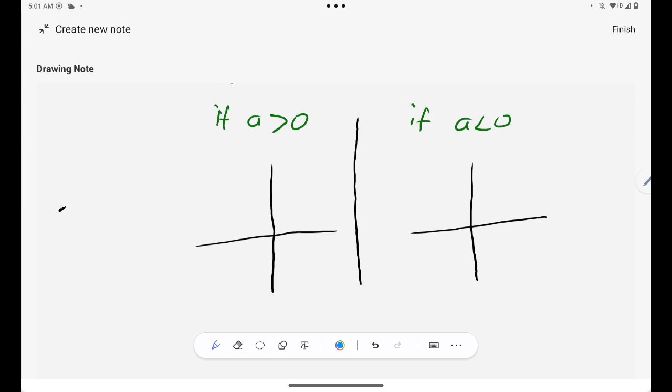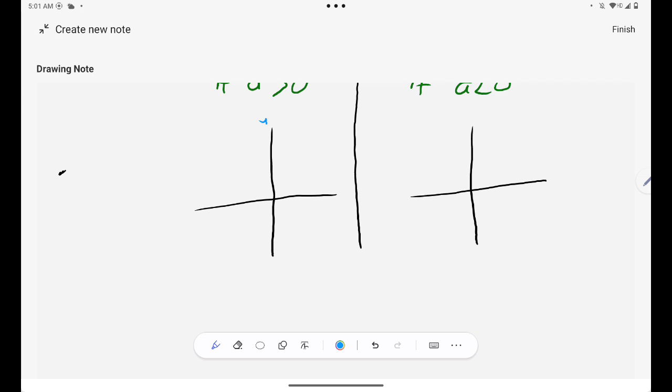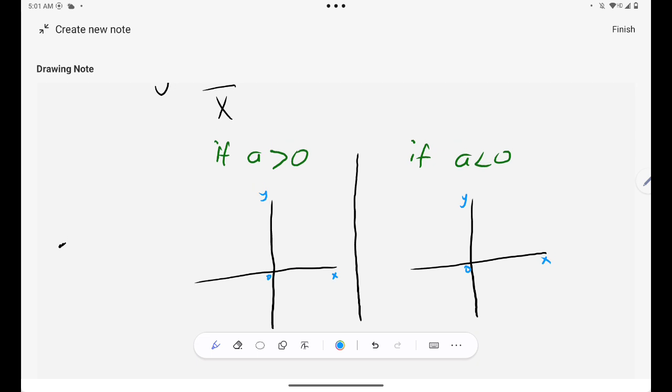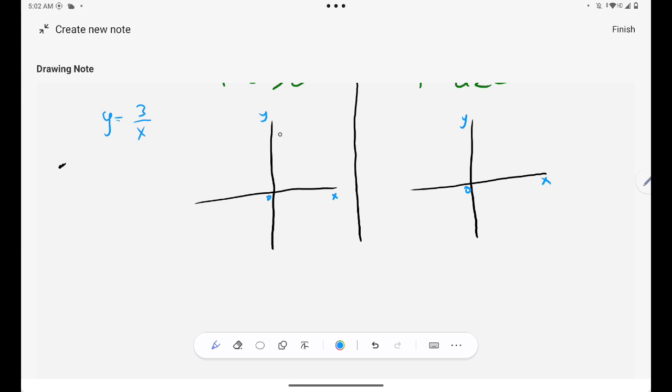So if a is a positive number, it simply means that your graph, you'll have y, 0, x-axis. Please don't forget to label your axes altogether. When your graph is like this, for example, say y is equal to 3 over x, 3 is a positive number altogether. This simply means that your graph will move from one restriction to the other on the first quadrant, and one restriction to the other on the third quadrant as well altogether.